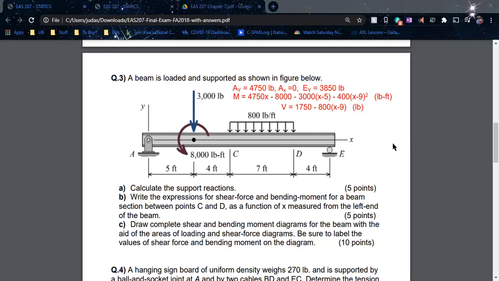What they're actually asking us for in this problem is to calculate the support reactions. So that's finding that AY, AX, and EY that we talked about. They're asking for the shear force and bending moment equations, or expressions, between points C and D. So if we were to cut the beam here or here or here, what are our shear force and bending moment equations looking like? And then the last piece, they say, let's draw the shear and bending moment diagrams for the beam. They're asking us to label our values. So I am going to share the whiteboard feature.